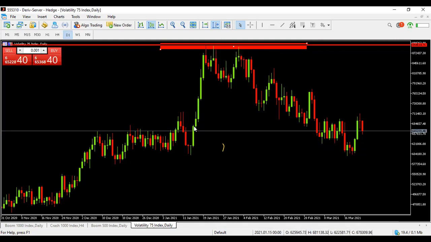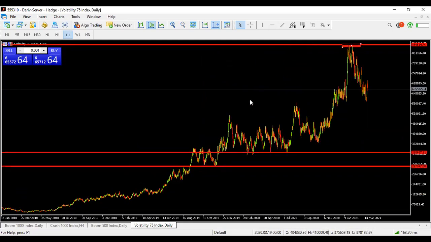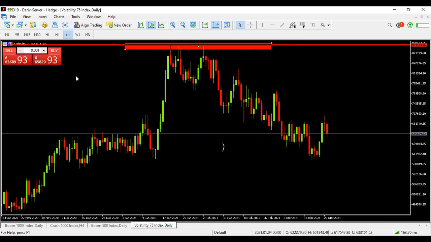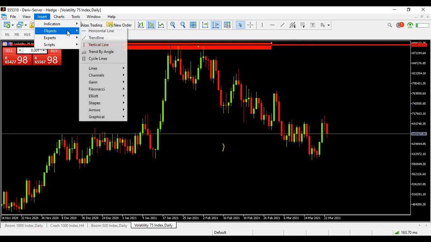Look at what the market did. The market was going up here. It came to test this zone. It came to test this zone. Let me show you this zone.